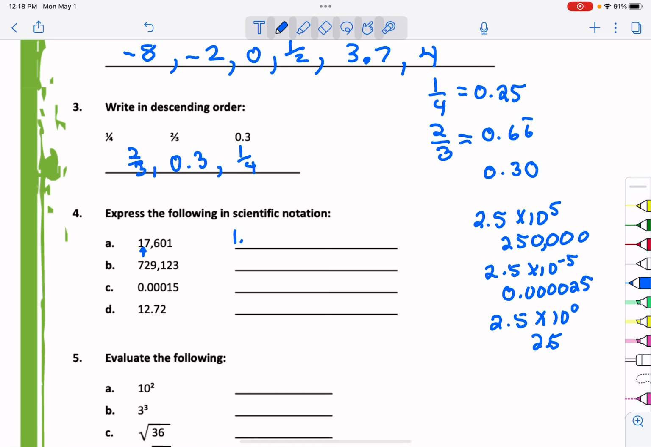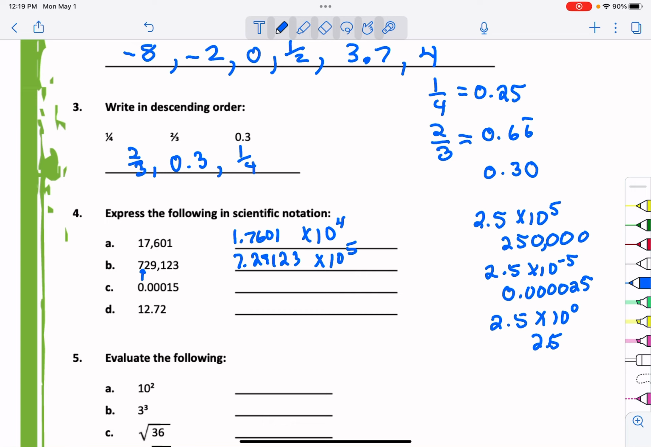So we want our decimal place for this first one to be there. So we want it to be 1.7601. We have moved the decimal place 4 places to accomplish that. So it is a +4. Now, if we're moving that decimal place back to the right to get to its original spot, that's how we know it's a positive. So the next one, we're going to put it right there. So that's 7.29123. And we had to move the decimal place 5 places to do that.